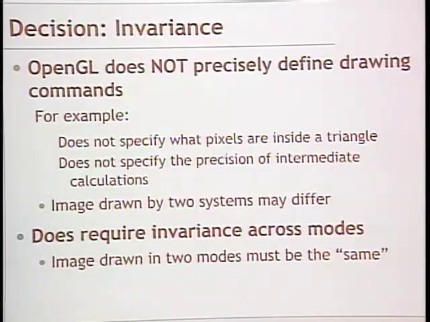They do specify invariance across modes. So for instance, if I draw this blackboard by drawing it all in quads, or if I draw it by drawing it all in triangles, as long as I specify the same geometry, I need to have the same pixel coverage. One can't have holes that the other one does. So that's something OpenGL does require. If you draw things in two different modes, you have to have the same visual output.